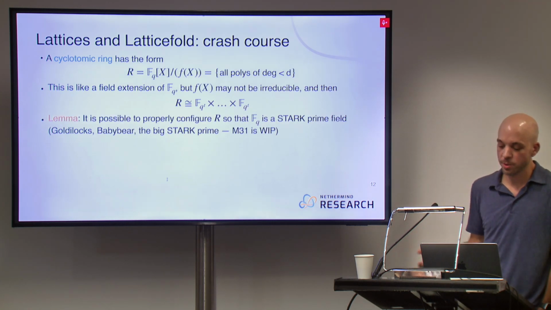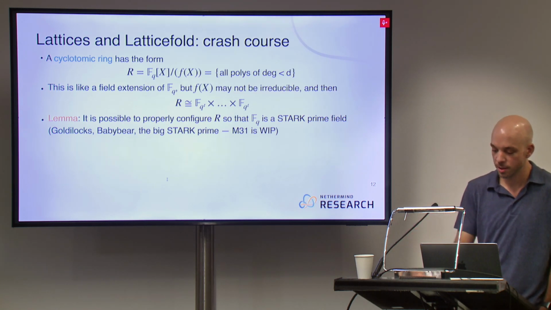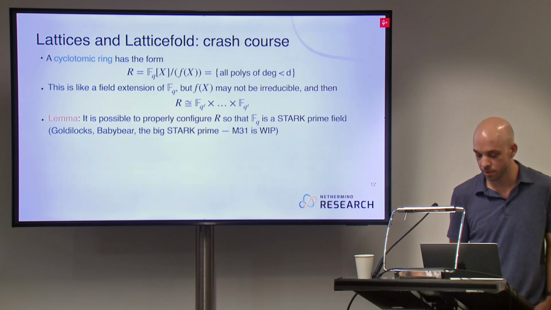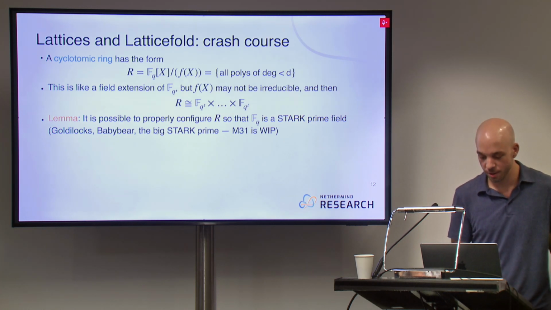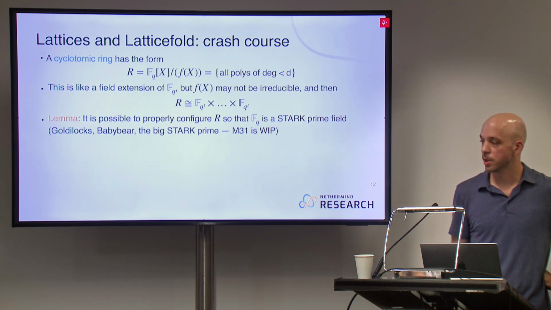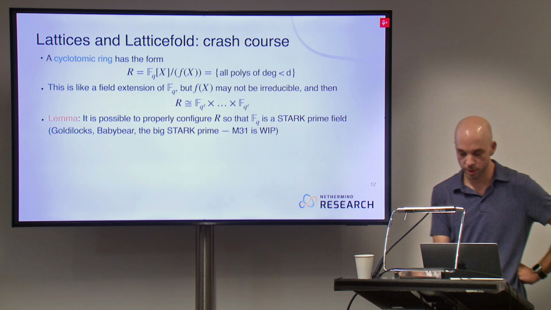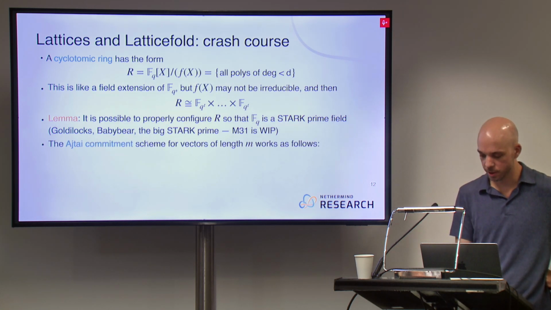And we show that it is possible to properly configure R, whatever this means, so that F_q is a Stark prime field. We have Goldilocks, BabyBear and the big Stark prime from years ago. M31 is work in progress, but I'm pretty sure we will deal with it. And the Ajtai commitment scheme works as follows.